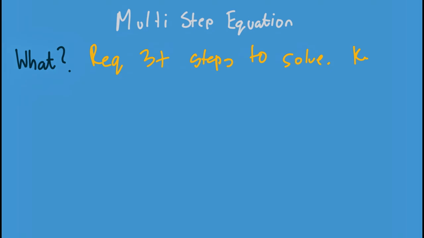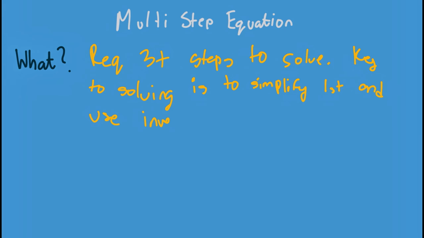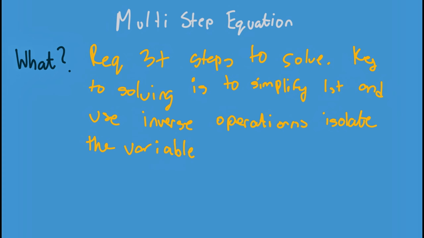But the key to solving is to simplify first, and then use inverse operations to isolate the variable. Sorry for my handwriting right there. The variable, as we know, is x, y, like the letters.